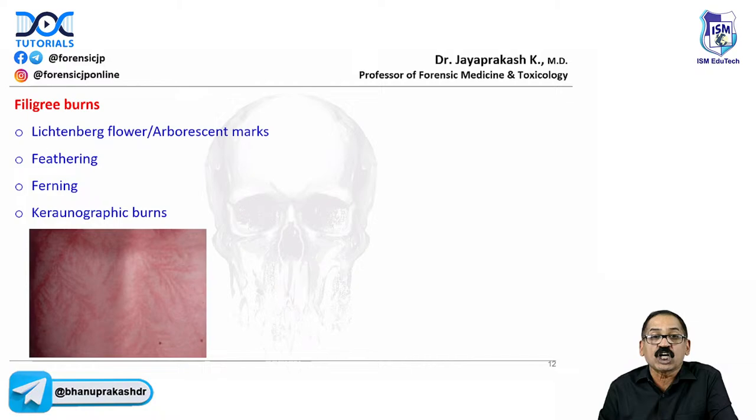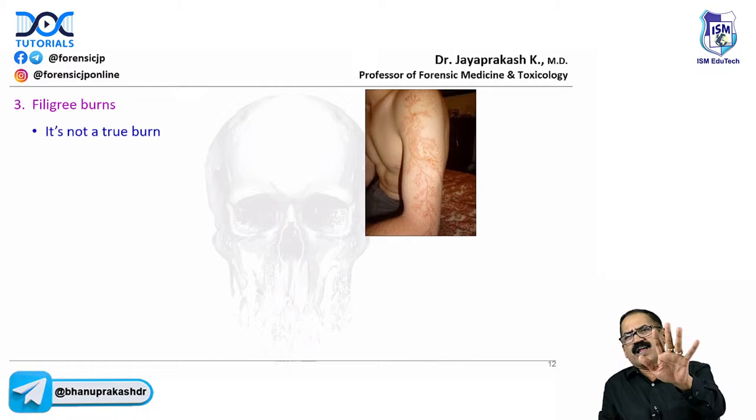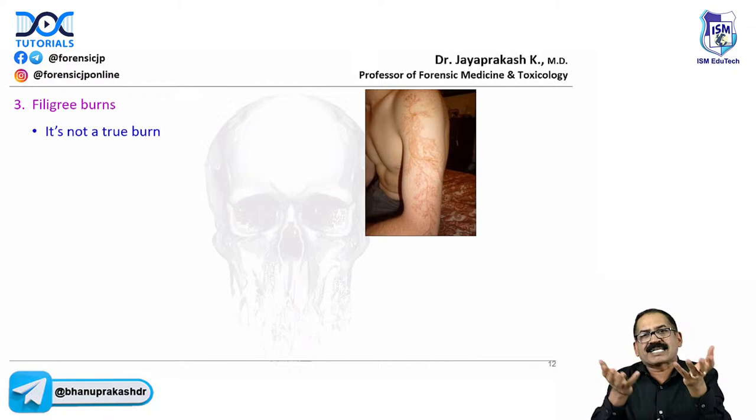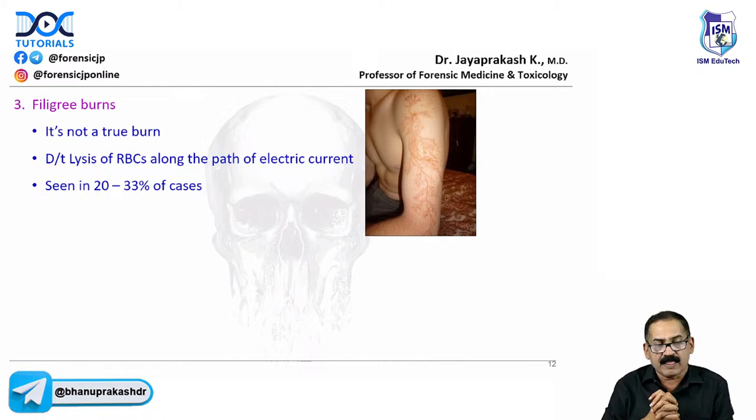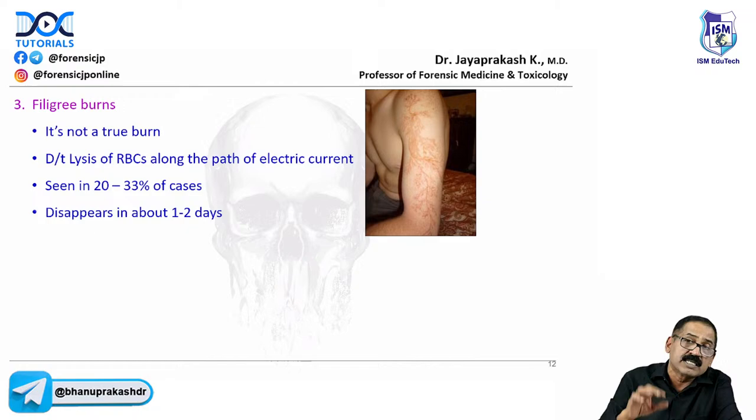Or keraunographic marks. Keraunos means thunderbolt. Okay. See here, we call it a filigree burn, but strictly speaking, it is not a true burn. It is not like a flame burn or scald or whatever. It is due to the lysis of RBCs along the path of electric current. Not seen in all cases, seen in about 20 to 33% of cases. This appears in about 1 to 2 days, pink to brownish in color.